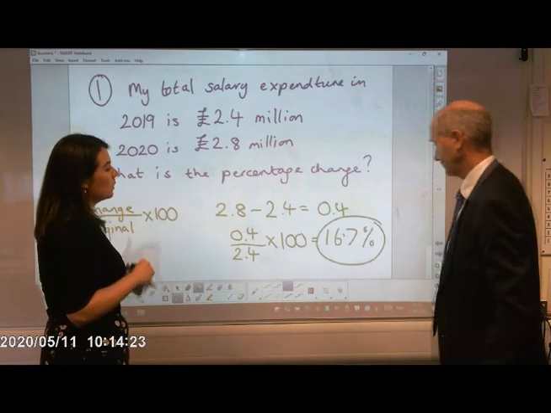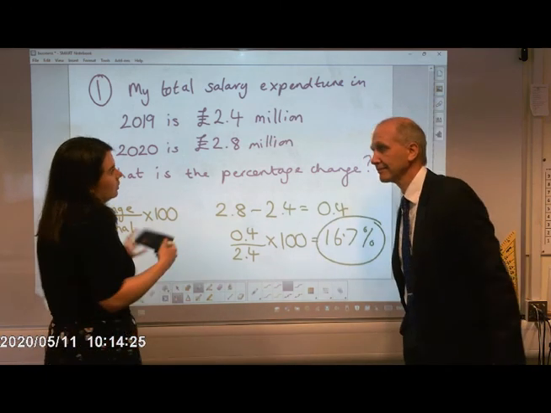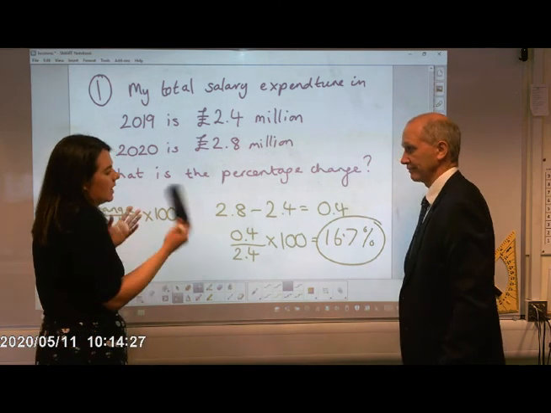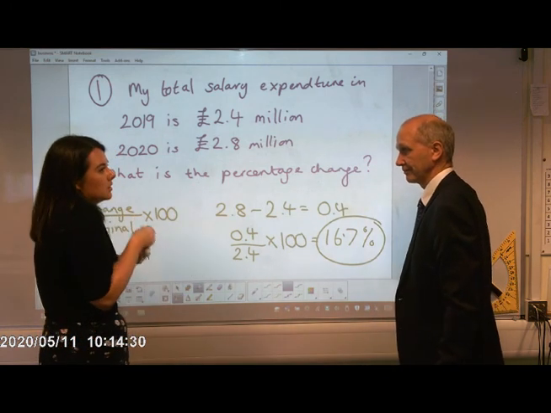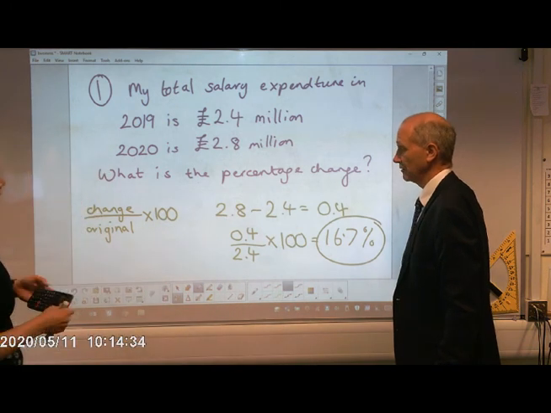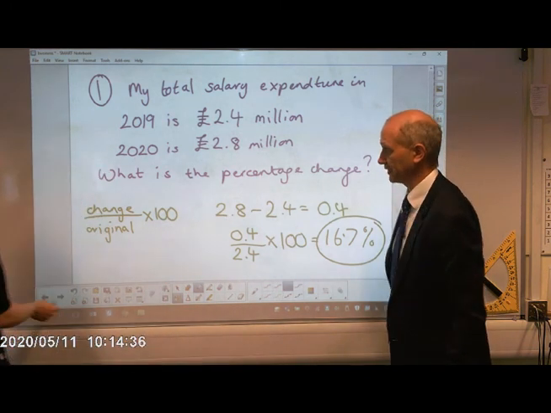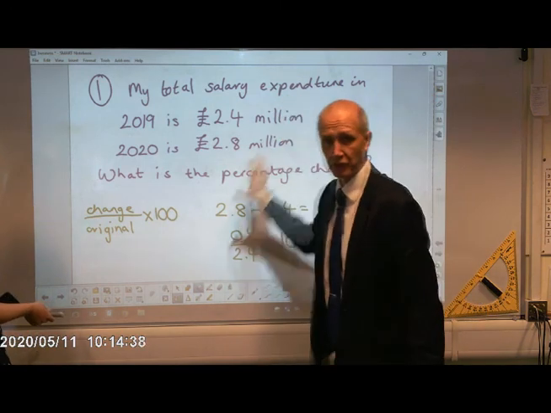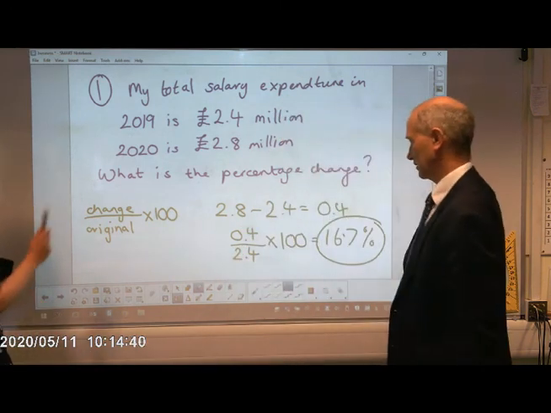Now, in your business exam or business questions, they may specify what they round it to. If not, the rule of thumb is 2 decimal places or 3 significant figures. But basically the mechanics of what we did should be exactly the same. So, change divided by original.